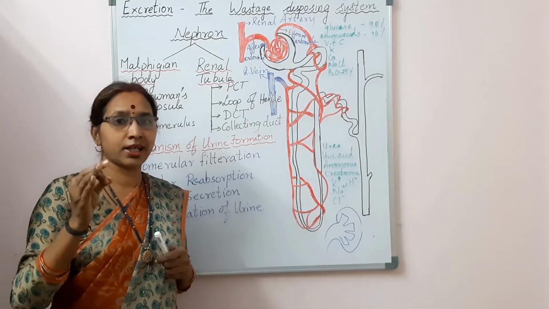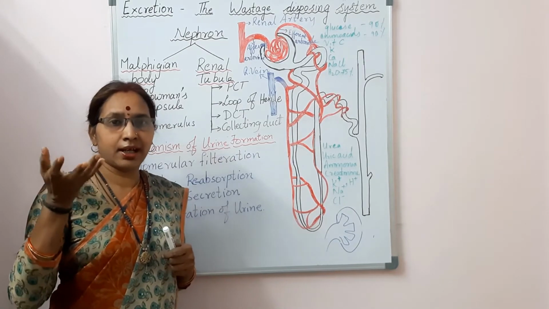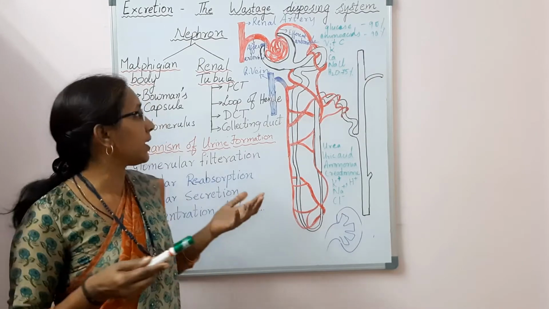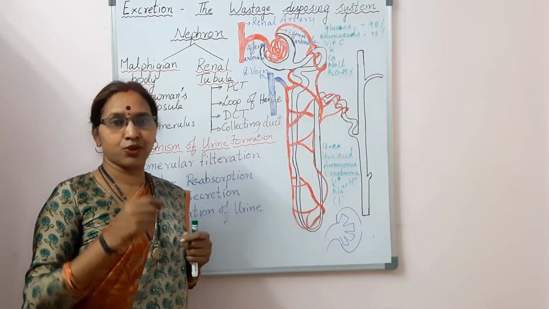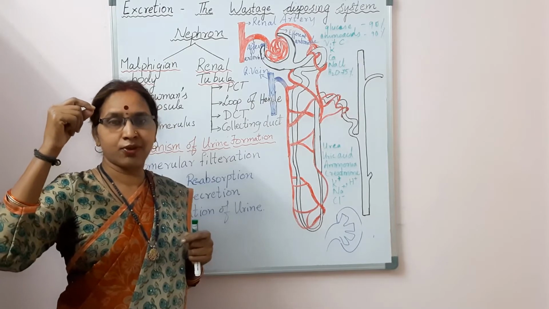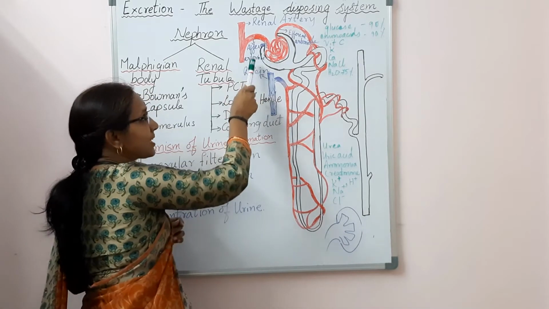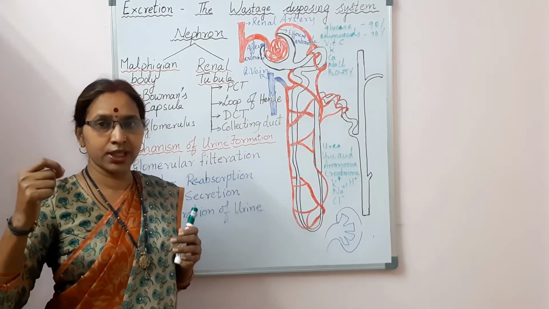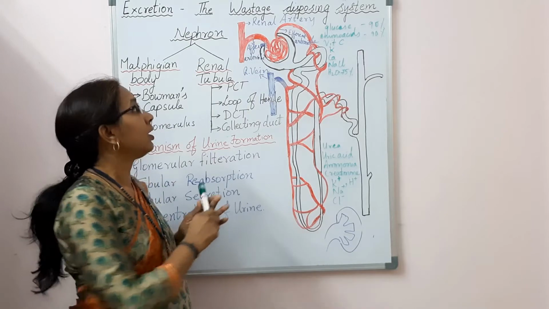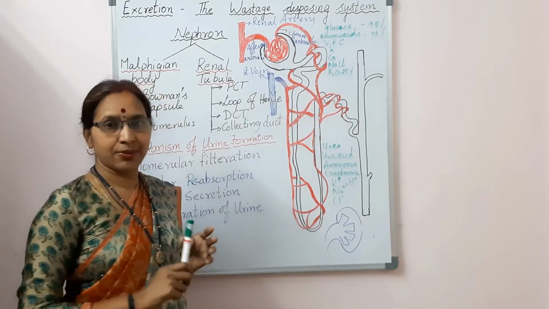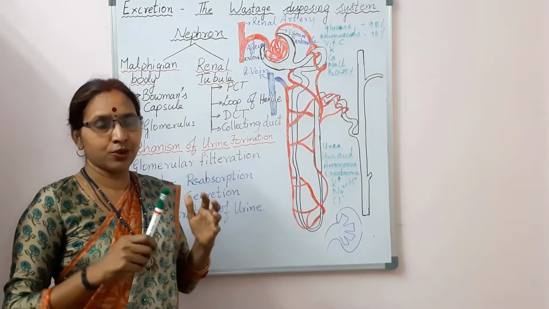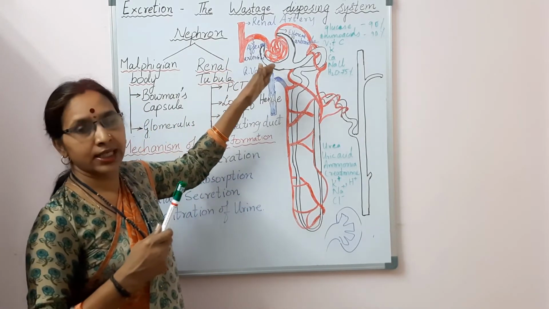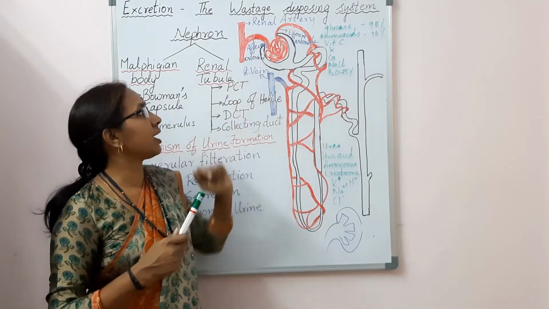So you can take one small memory tip. Memory tip I will tell you. In alphabetical order, A comes first, so the one which enters is known as afferent arteriole. And E comes next, so the one which leaves the Bowman's capsule is efferent arteriole. So use this memory technique, and remember that afferent arteriole enters the Bowman's capsule and efferent arteriole leaves the Bowman's capsule.